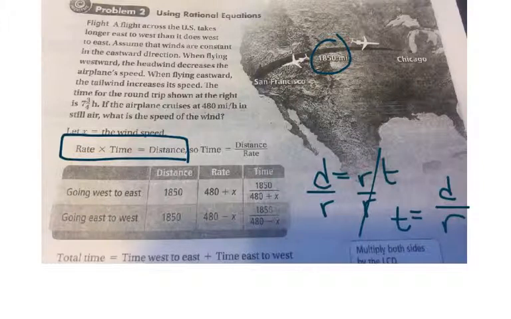When we go the other direction, the wind is pushing against us, and it's slowing us down. So even though the distance is the same, it's 1,850 miles, the rate now is going to be the speed of the plane minus the wind speed. So it's 480 minus x. So the time is going to be the distance divided by the rate, which is 1850 divided by 480 minus x. The reason that we solved these equations for time is because I know the total time of the trip, which is 7 3/4 hours.